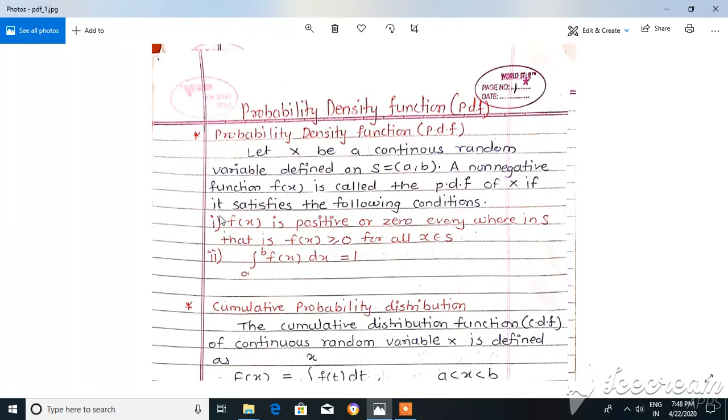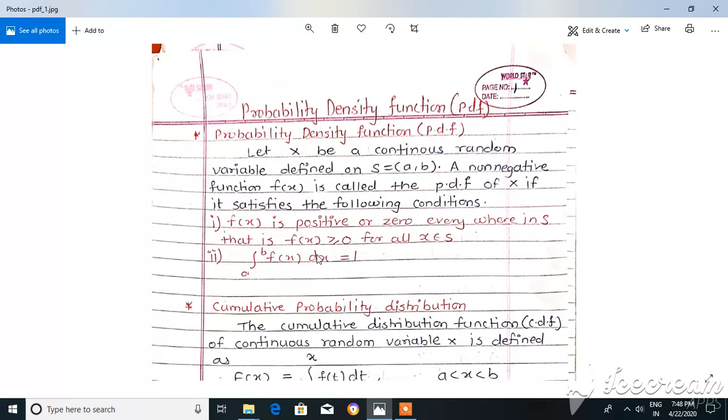There are two conditions this function has to satisfy. What is the first condition? f(x) is positive or 0 everywhere in S. So f(x) should be greater than or equal to 0 for every x. Here we wrote it as f(x) greater than or equal to 0 for all x belonging to S. And the second condition is the integration from a to b of f(x) dx equals 1.